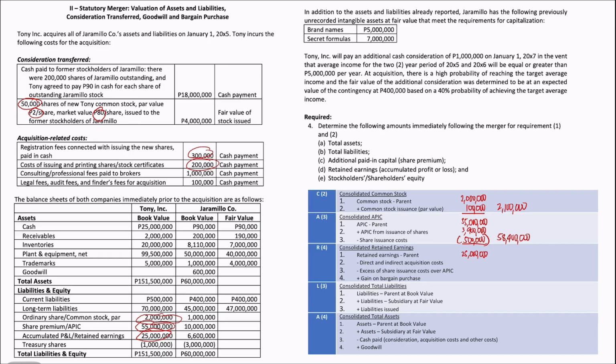Direct and indirect acquisition costs amounts to 1 million plus 100,000, 1,100,000. Excess of share issuance costs over APIC is 0 since APIC is sufficient to absorb all of the share issuance costs. And gain on bargain purchase is 0 based on the first scenario. Hence, the consolidated retained earnings is 23,900,000.